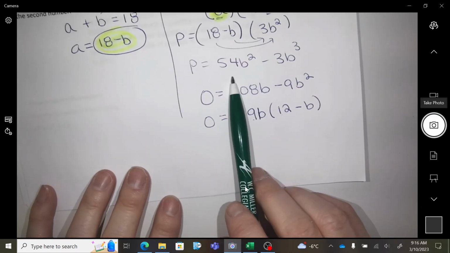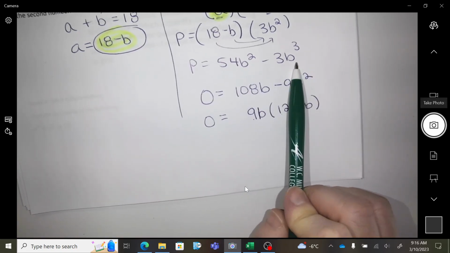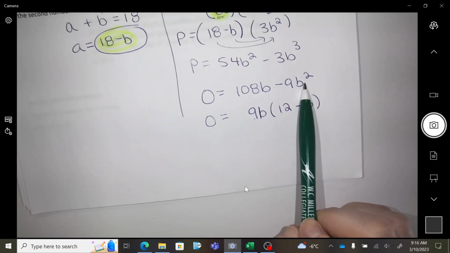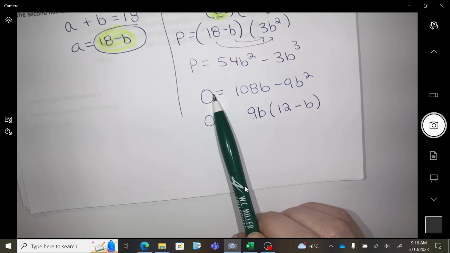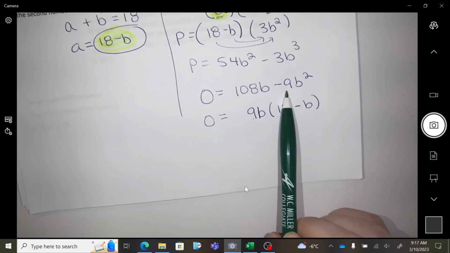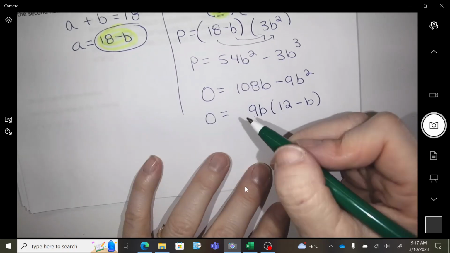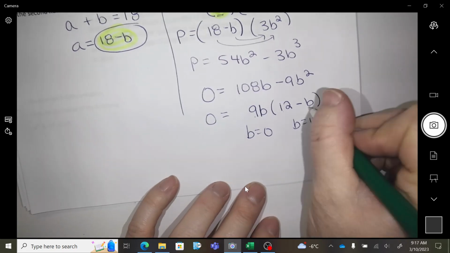Okay, so this FOIL, there's your FOIL, 54b squared minus 3b cubed. Derive. So there's my derivative, and then we're always saying, well, where is the derivative 0, which means the tangent line would be a max or a min. This is a GCF factoring, so b equals 0 or b equals 12.